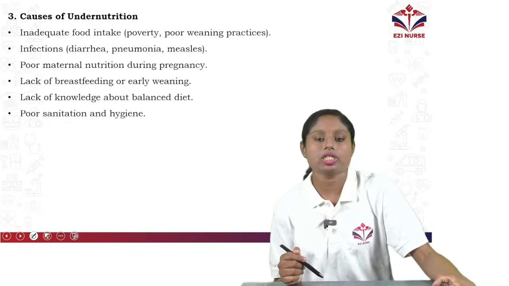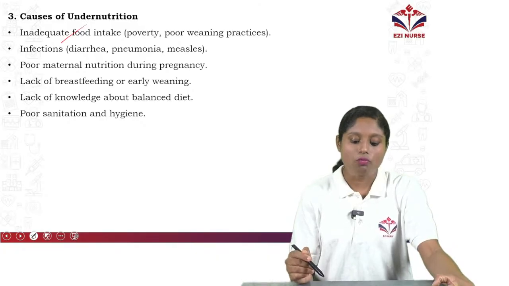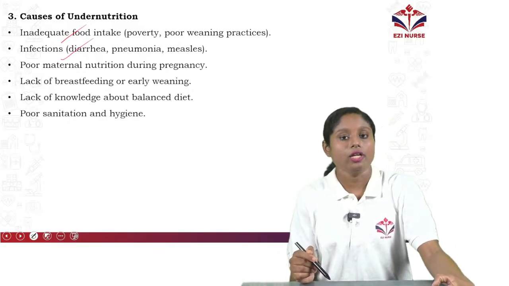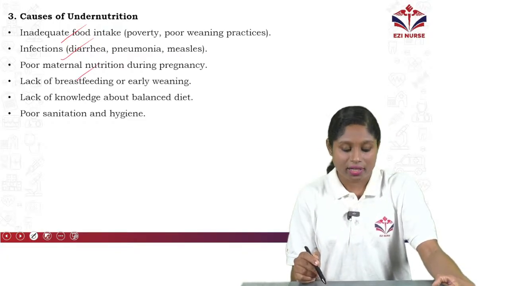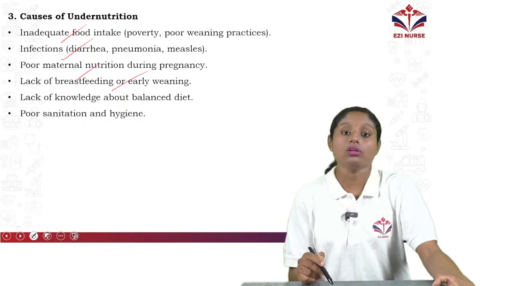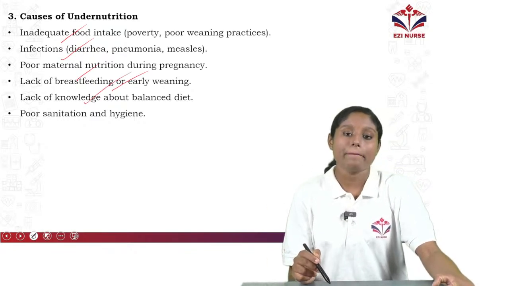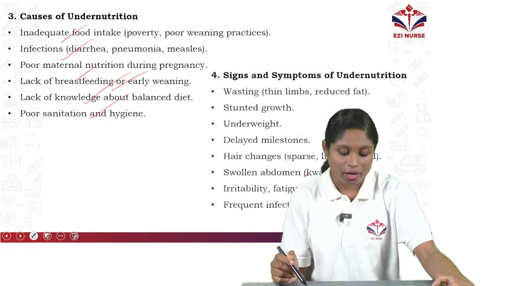Causes of undernutrition. What are the main causes of undernutrition? Inadequate food intake like poverty, poor weaning practices. Infections like diarrhea, pneumonia, measles. Poor maternal nutrition during pregnancy. Lack of breastfeeding or early weaning before 6 months of age. Lack of knowledge about balanced diet, poor sanitation and hygiene. So these are the causes of undernutrition.